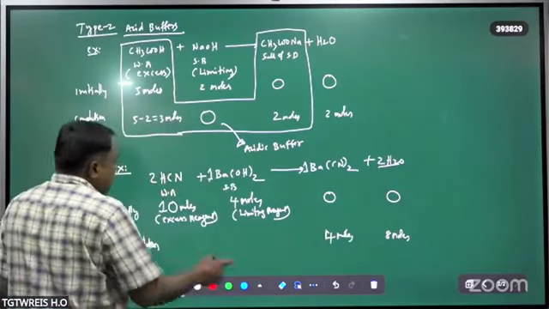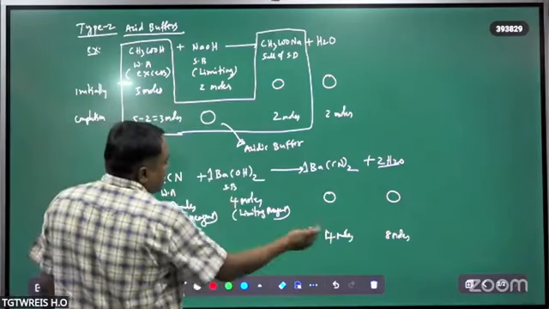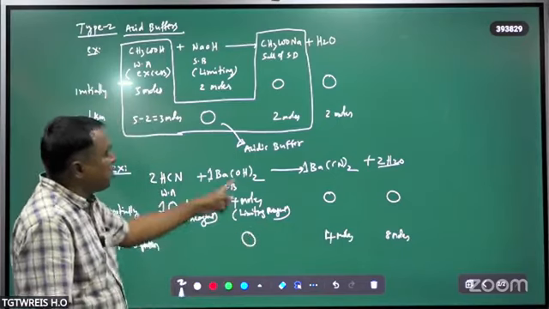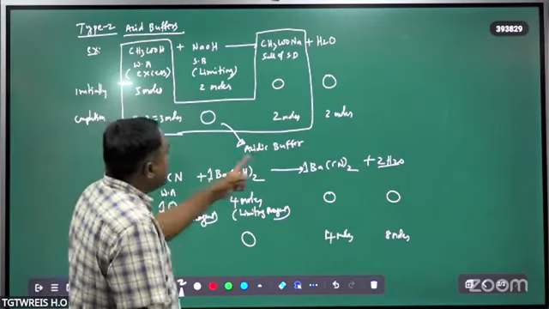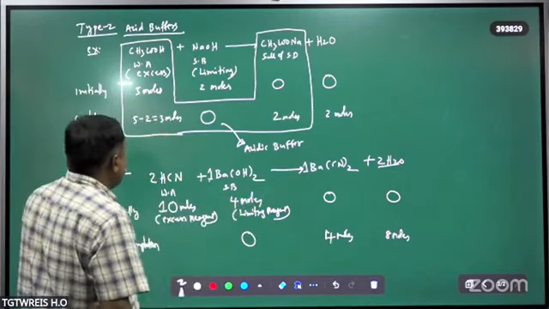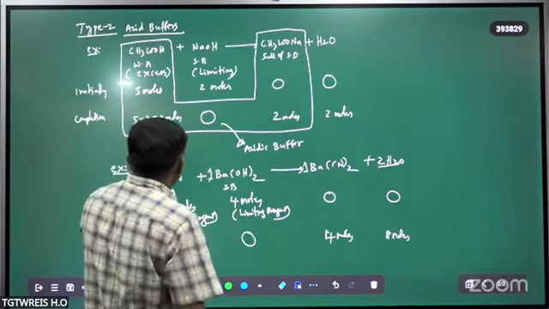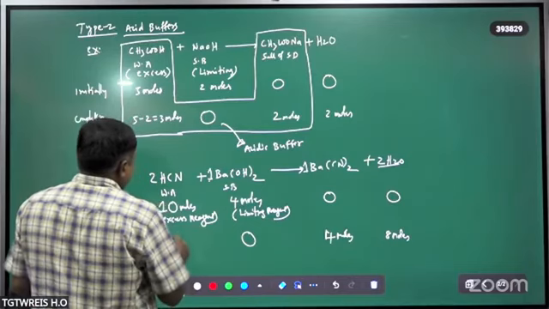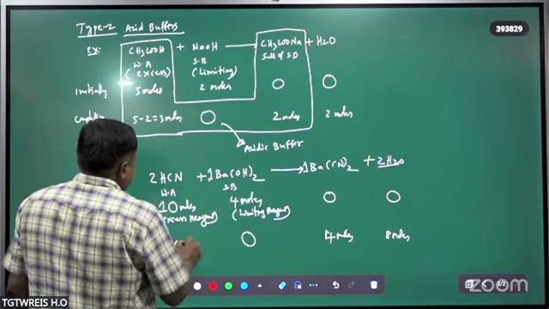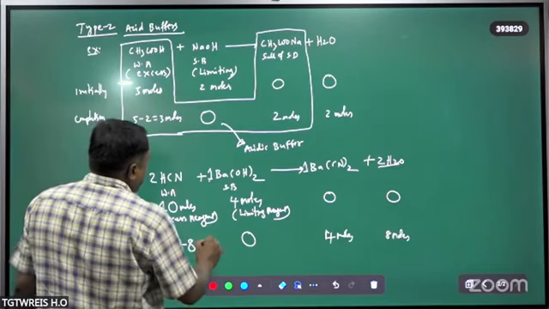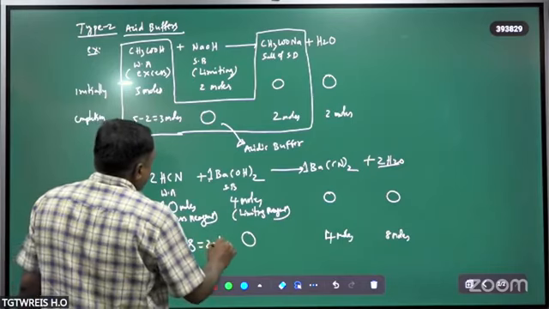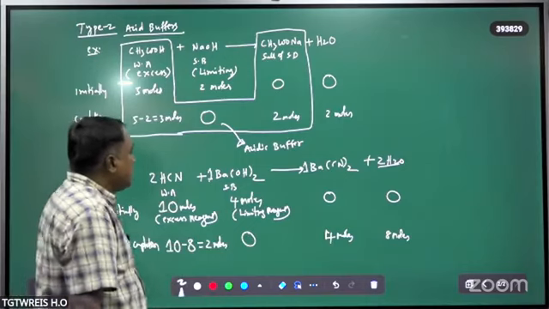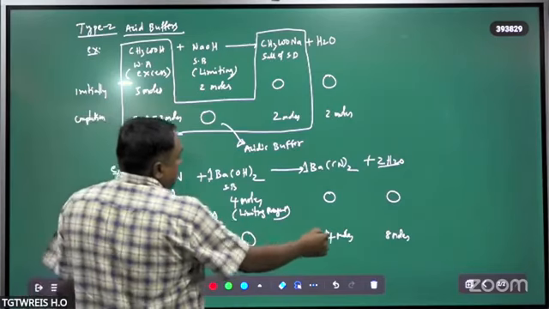Now, after completion of the reaction, these 4 moles are totally consumed. Therefore, after completion, barium hydroxide should be what now? 0. For 2 moles of HCN you will get 1 mole of barium cyanide. For 4 moles, it will be what now? 8 moles. Therefore, initially it is 10 moles and this will be 8. Therefore, how many moles of HCN are left in the reaction mixture? 2 moles of HCN are left. Therefore, this is 0, this is 4 moles.